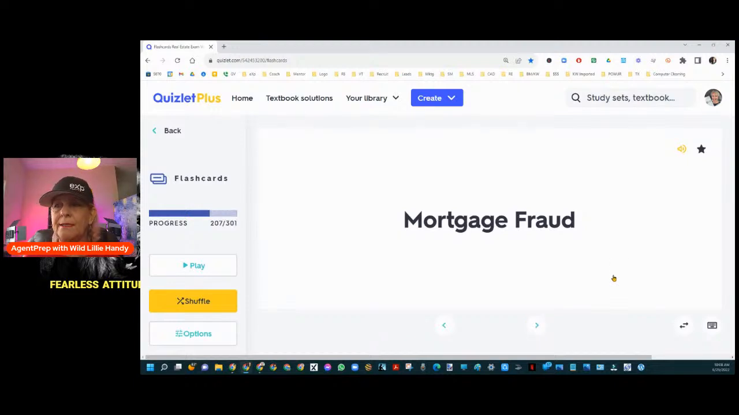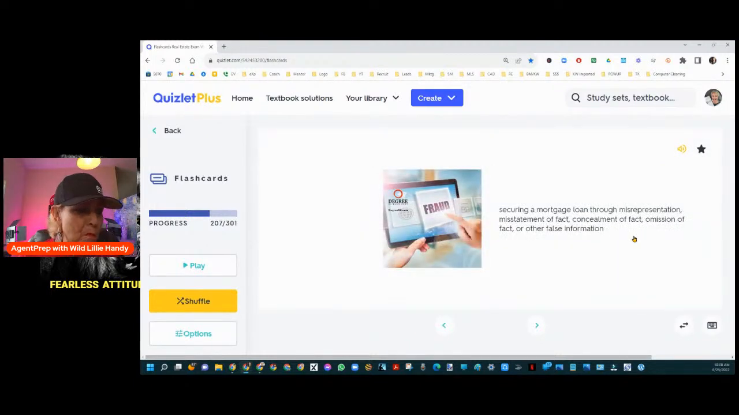Mortgage fund. Mortgage, right? In Texas, we call it deed of trust. Oh, not fund, fraud. All right, so I haven't had my coffee. Mortgage fraud. Securing a mortgage loan through misrepresentation, misstatement of fact, concealment of fact, omission of fact, or other false information.